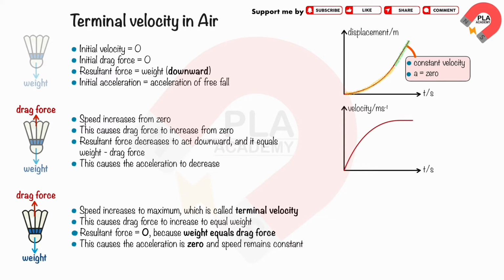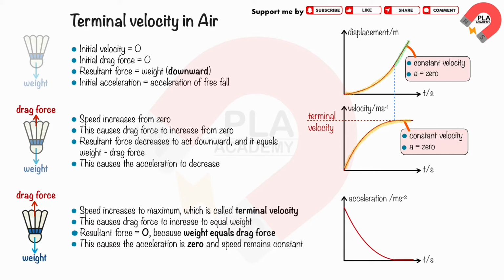The graph of velocity varies with time t of this motion is shown, like this. Recall that the gradient of a velocity-time graph is the acceleration. As the velocity increases, the acceleration decreases due to the gradient decreasing, until the velocity is constant and the acceleration is 0. This constant velocity is terminal velocity.